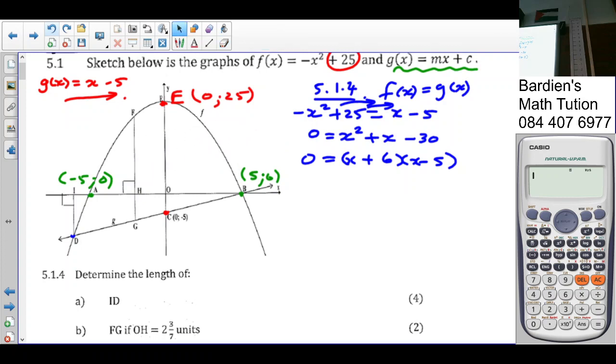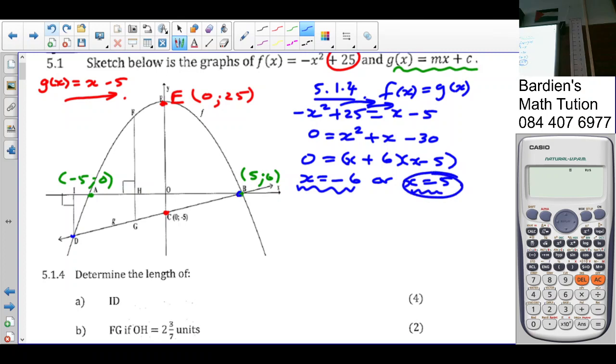So what do we do now? We solve for x. So x plus 6 equals 0, so x is negative 6, or x minus 5 is equal to 0, so x equals 5. Did that answer the question? We are still on the coordinates of D. Which of the two am I going to use? Negative 6. Why are there 2 x values? There are 2 points of intersection. There's an intersection at negative 6, which is D, and the 5 is the other point of intersection. So it's negative 6 I'm interested in.